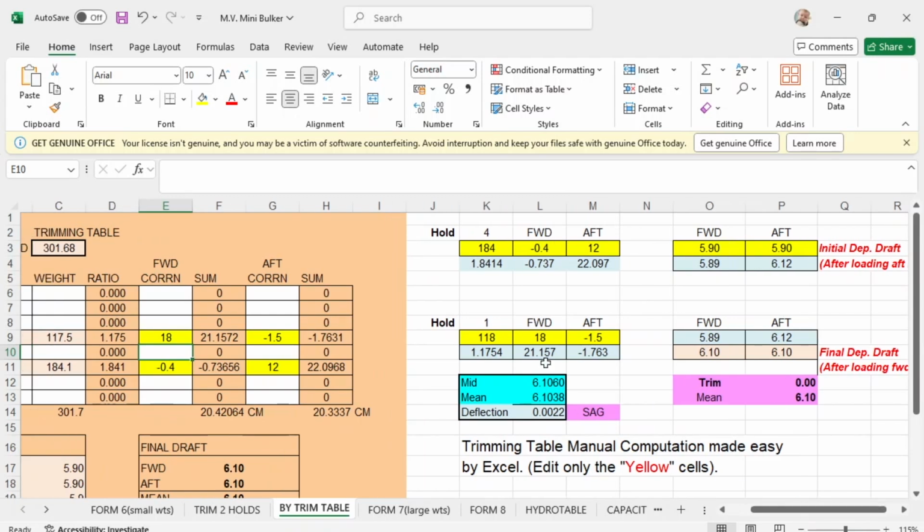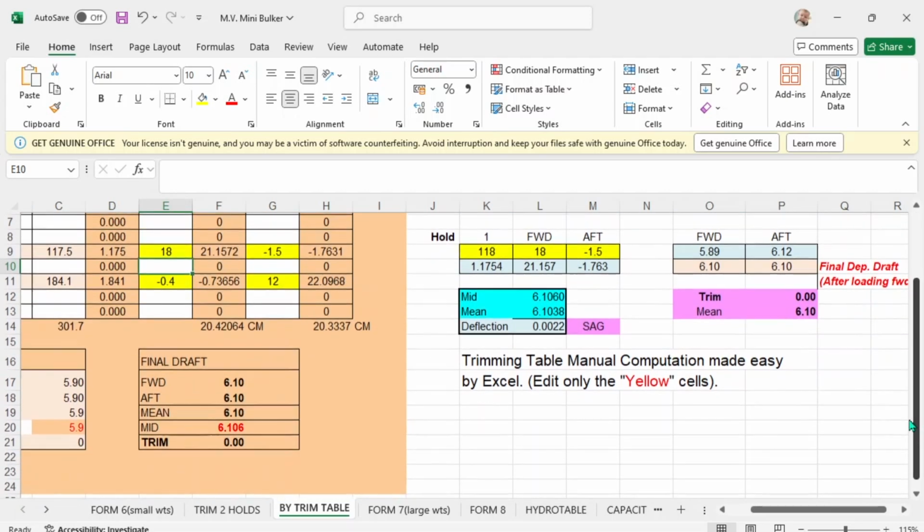So take note, in hold number 4 you have first to load hold number 4. The quantity to load is 184.1. This is this one. The forward correction is negative 0.04 and up correction is 12. And after you finish loading hold number 4, this will be your drop. Forward will be 5.89 and 6.12 up. Then you load in hold number 1. The figure you're going to load in number 1 is 117.5. This is already run up. Forward correction is 18 and up correction is negative 1.5. Once you loaded this figure, your final drop will be 6.10 forward, up will be 6.10. Your trim is 0 and mean drop is 6.10.